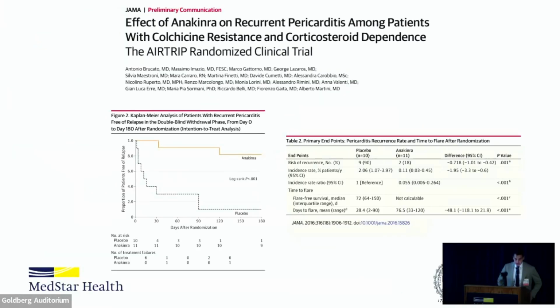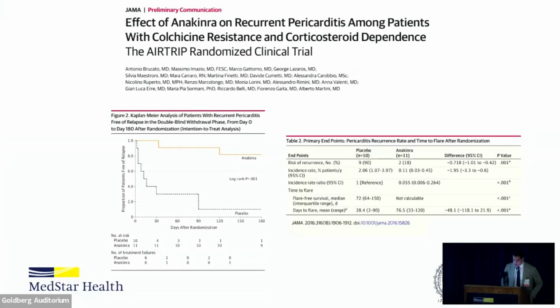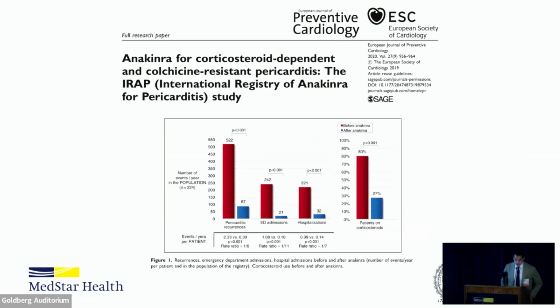And finally, there are some trials that have been really important in our population that deserve attention. The AIRTRIP trial being one of them, which looked at a smaller cohort of 21 patients who had increased flare-free survival and days free of recurrences with anakinra, an interleukin-1 receptor blocker that we had just seen. And this is from the IRAP registry, which widened the data in this population and found continued benefit.